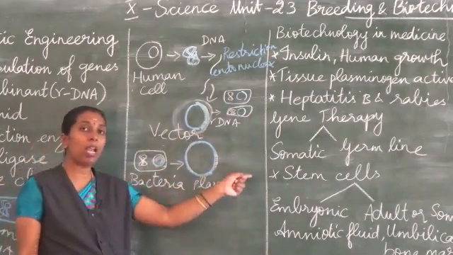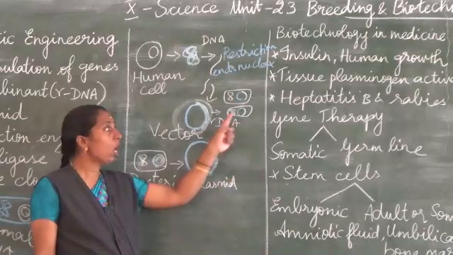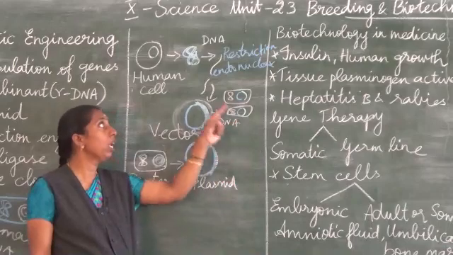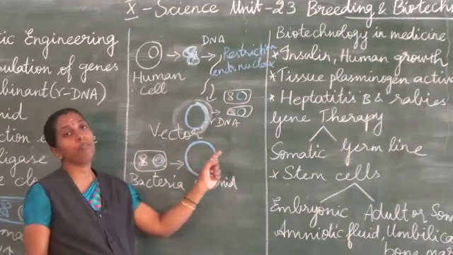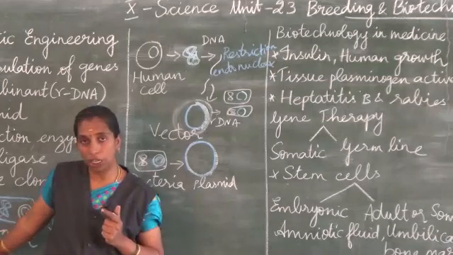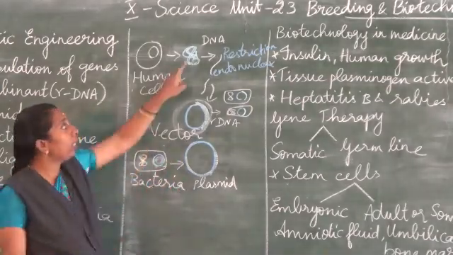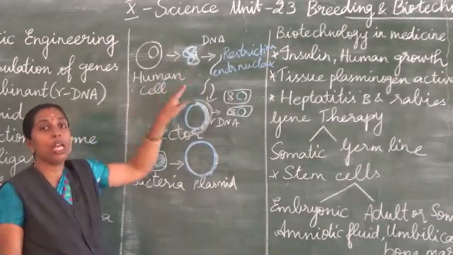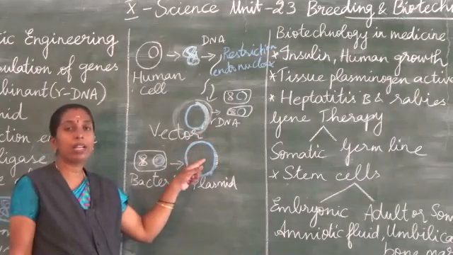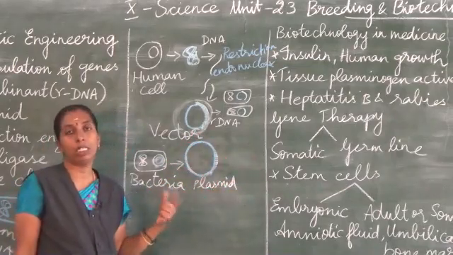Now the plasmid has the ability to multiply. So bacteria will start multiplying. As it is multiplying, the human desired gene will also be multiplied. This is what takes place in gene cloning. Whichever organism is to be manipulated, that desirable DNA is inserted in the bacterial plasmid, and that bacterial plasmid is allowed to multiply and desirable clones are produced.